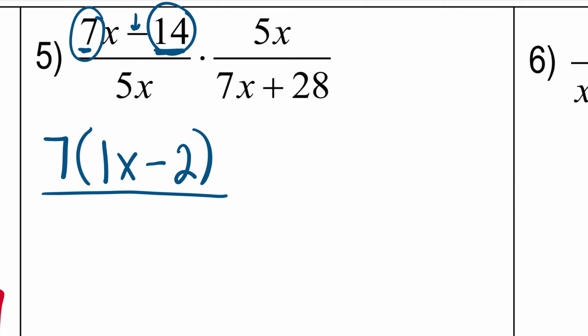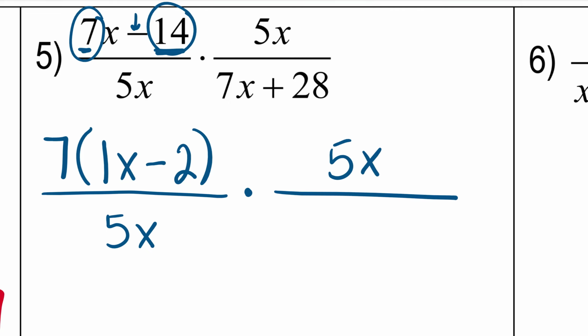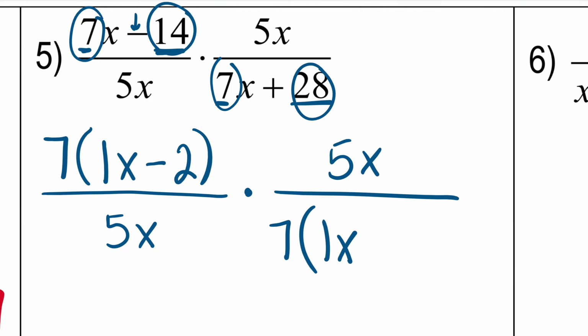Okay. 5x is just 5x, can't do anything there. Times, again, 5x doesn't do anything yet. And on the bottom I have a 7 and a 28. I can divide both of those by 7 also. So if I do that, and there's no x in both, so there's no x outside. So I have 7 divided by 7 is 1 and x. And then 28 divided by 7 is 4.